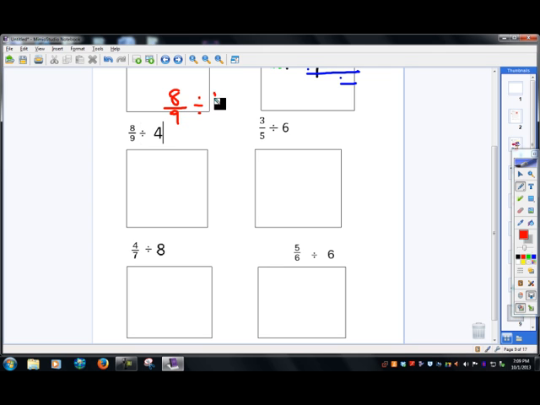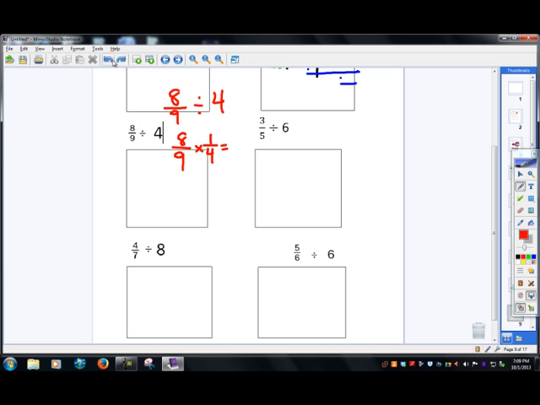So remember, division is just multiplication by the divisor's reciprocal. So we have 8/9. Divide becomes multiply. The reciprocal of 4 is 1/4. Let's check it. That becomes 8/36. Okay? And then you can simplify like we did from there.